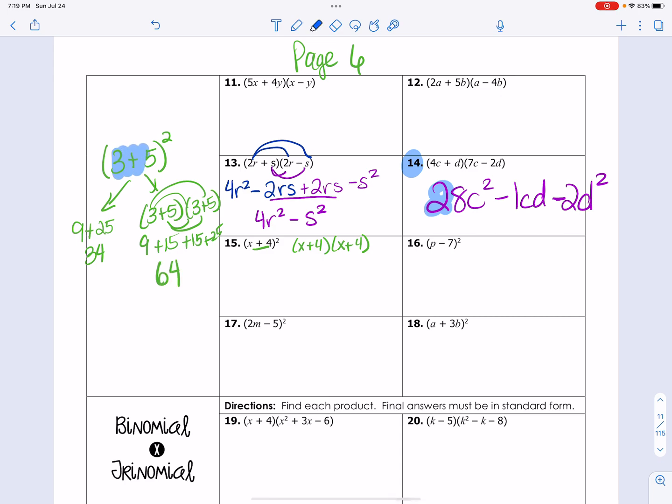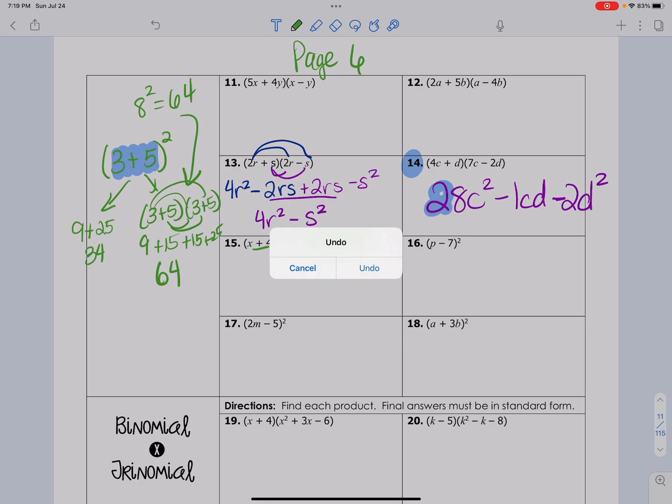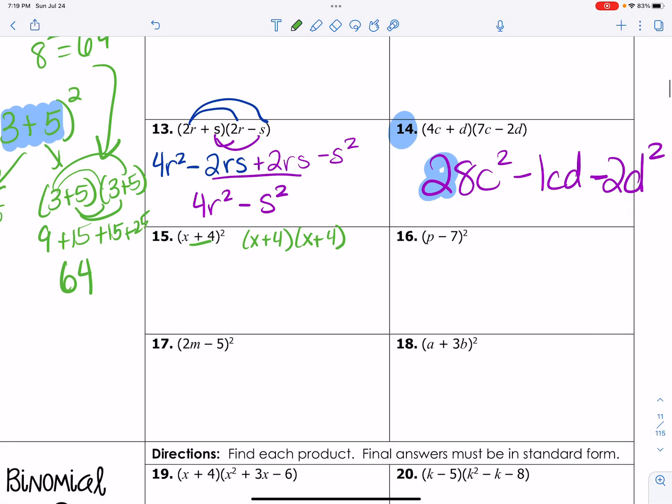Okay, let's find the real answer. 3 plus 5 is 8, and 8 squared is 64. You have to FOIL. You can't square them separately. I got 34 when I squared them separately. So please be careful with that. Okay? All right. So I'm going to FOIL this.